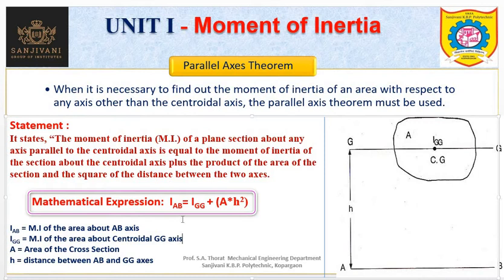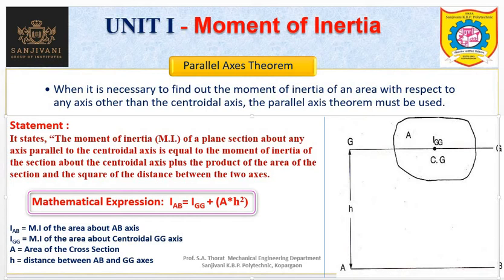plus the product, meaning multiplication, of the area of the section and the square of the distance between these two axes. h is the distance between the axes. This is the mathematical expression, and we are going to use it while solving numericals on moment of inertia of composite areas. This is all about the parallel axis theorem.